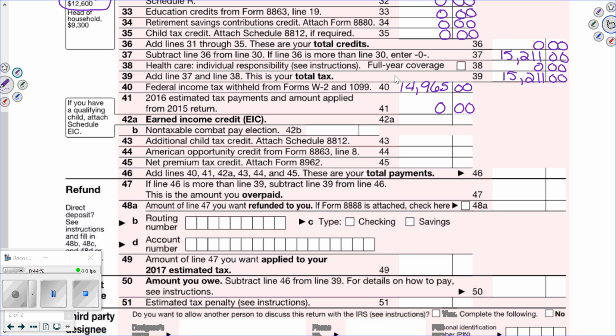42A, earned income credits. Not in this one. No, we didn't get that part. 43, additional child tax credit. Not in this example. 44, American Opportunity Credit. No. And net premium tax credit. Nope. All right, add all of those lines. These are your total payments. It's just that first box. 14,965.